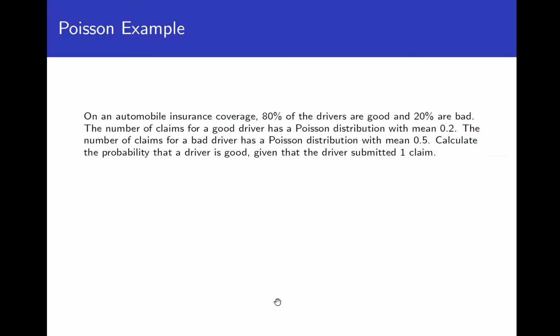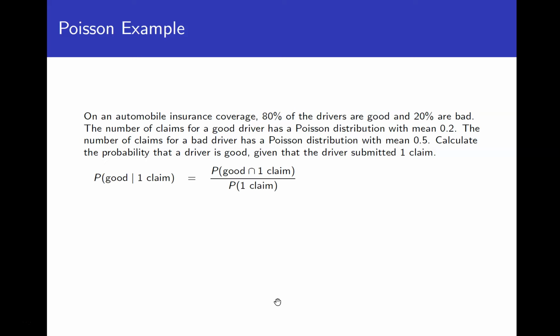Let's look at a Poisson example. We've got an automobile insurer. 4/5 of the drivers that are insured are good drivers, and another fifth are bad. A good driver has the claims represented by a Poisson distribution with a mean of 0.2, and the number of claims for a bad driver, however, has a Poisson distribution with a mean of 0.5. We're asked to calculate the conditional probability that the driver is good, given that the driver submitted one claim.